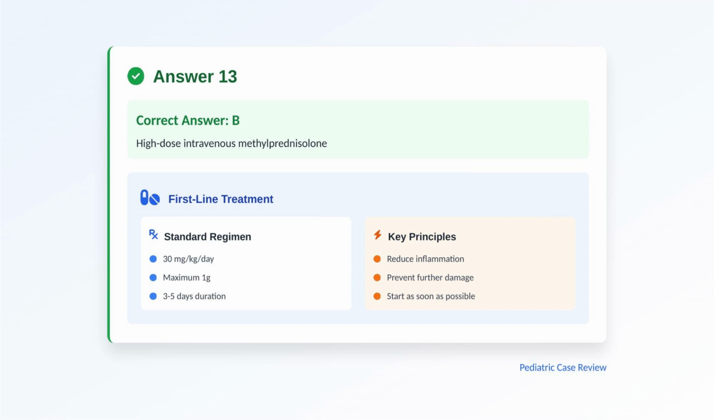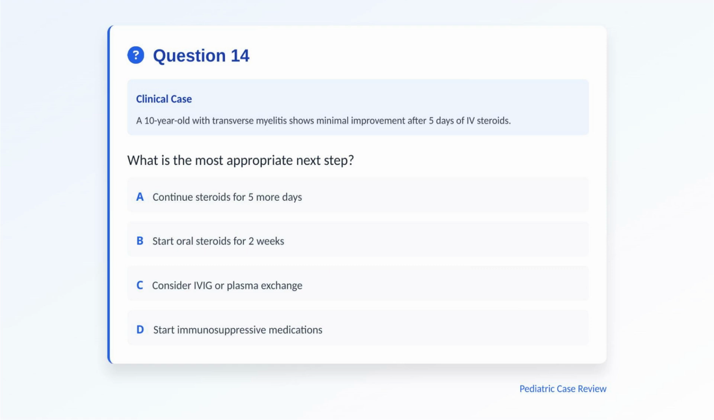High-dose intravenous methylprednisolone is the first-line treatment for acute transverse myelitis in children. The standard regimen is 30 milligrams per kilogram per day with a maximum dose of 1 gram, administered for 3 to 5 consecutive days. This treatment aims to reduce inflammation and prevent further spinal cord damage. Early initiation is important for better outcomes, ideally started as soon as the diagnosis is established and infectious causes have been reasonably excluded. Question 14 explores treatment escalation.